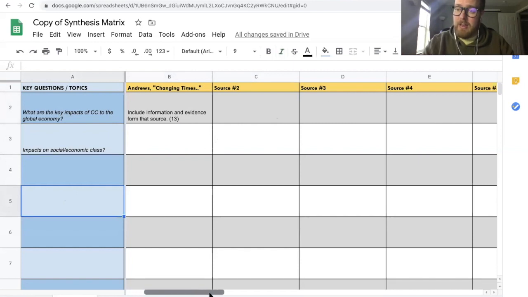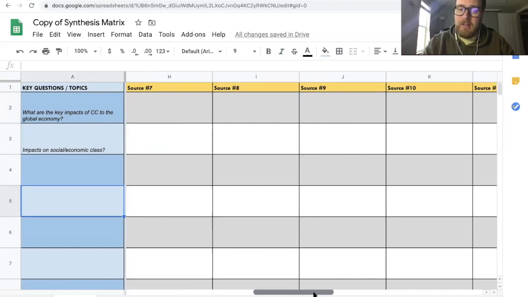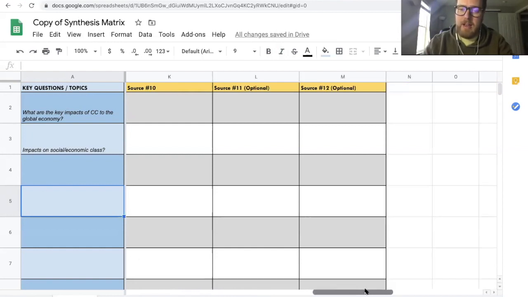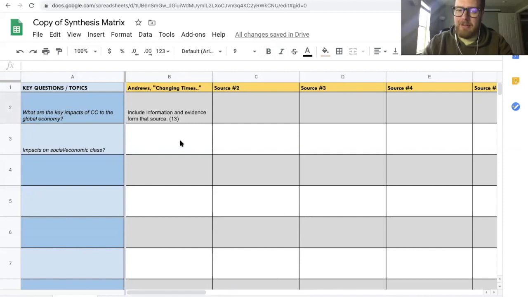Now, here's the cool thing. If you go over to the right and you start sliding to the right, you'll see that the sources continue to go, but I've kept the questions and topics on the left. So you can keep track of what it is you're trying to answer. You know, what does source 10 have to say about all these different areas? And again, leave them blank if they don't have anything to say.